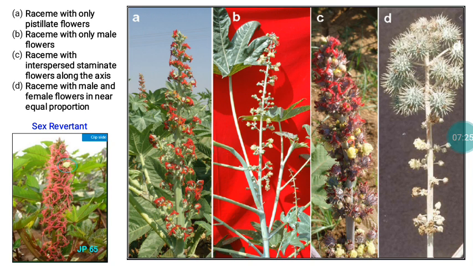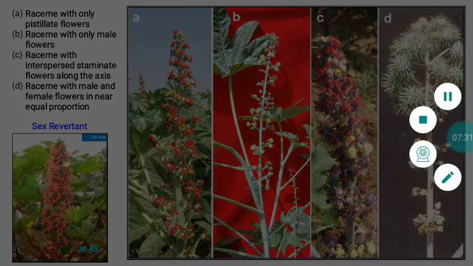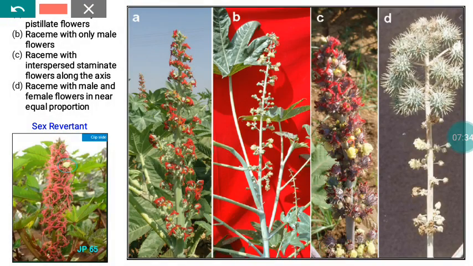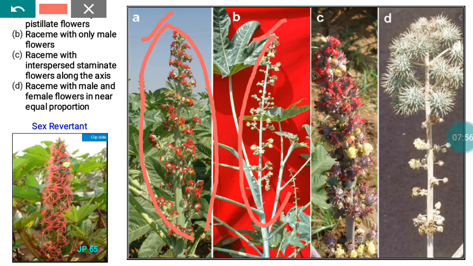Here you can see images for all those categories. This is the first diagram, the pistillate flowers. Here you can see female flowers alone; the entire spike is occupied with female flowers only, the red color one. Whereas the second one is the staminate type, a raceme with only male flowers, because whatever flowers are there, everything is yellow in color. That yellow is the anther, so male flowers alone are available.